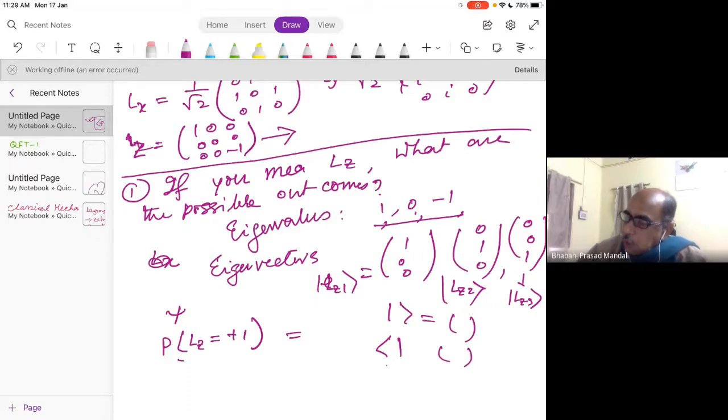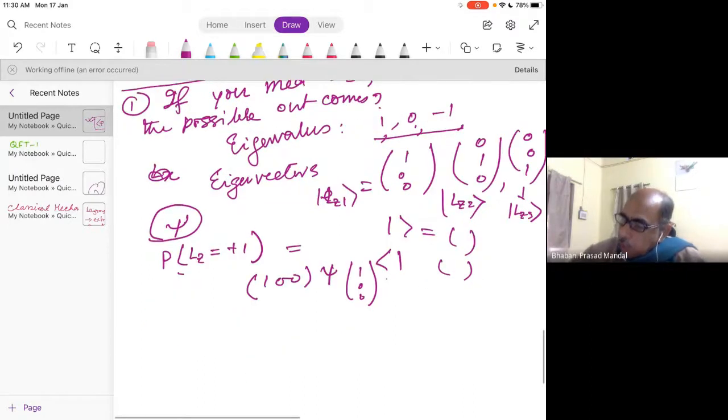So the probability of Lz equal to 1 will be the bra (1, 0, 0) times psi, mod square. I am giving that the system is in state psi, a wave function is given for that. Now I am measuring the observable corresponding to the Lz operator. I found that it can have three eigenvalues: 1, 0, minus 1. The probability of getting 1 will be this mod square.